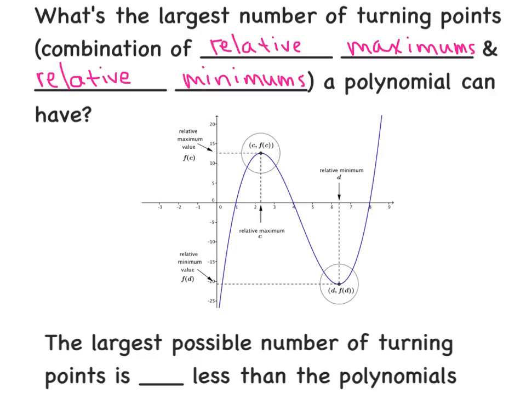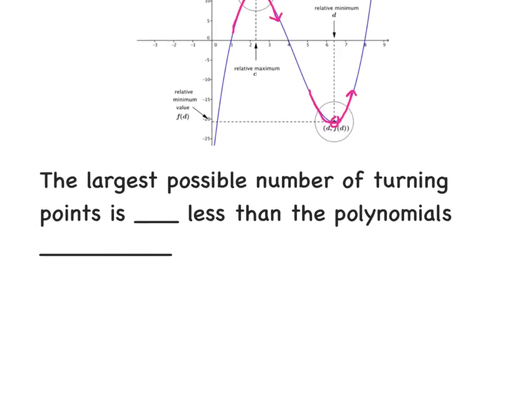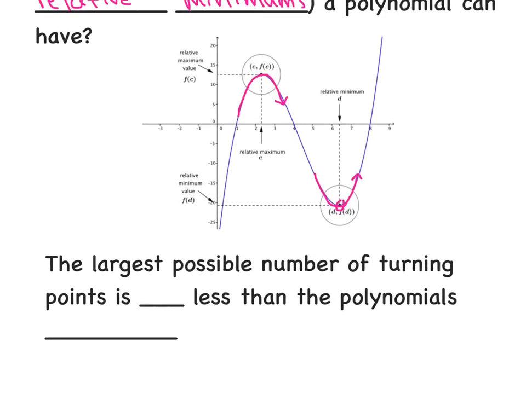Of course, a relative max is any point where the graph changes from increasing to decreasing, or if it changes from decreasing to increasing, now we call that a relative min down there. So what is the largest number? Well, believe it or not, this graph right here might tell you the answer. Anybody know what degree this is? Yeah, this is a 3rd degree polynomial, and it's got 2 turning points. And that is true to our pattern. The largest possible number of turning points is 1 less than the polynomial's degree.